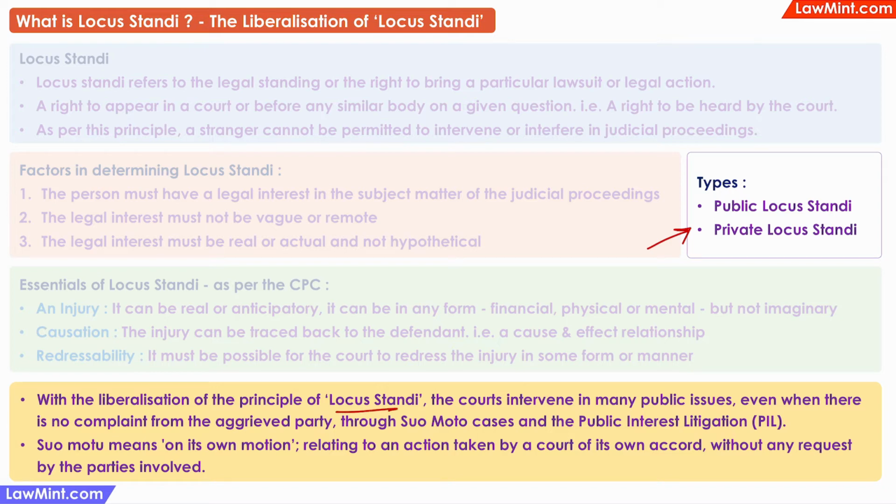But with the principle of locus standi being interpreted liberally, that is, with the liberalization of locus standi, the courts have intervened in many public issues, even when there is no complaint from the aggrieved parties. This is where the court has taken a suo motu cognizance of the issue. Suo motu means on its own motion, that is, without any request by the parties involved. Or the court may intervene on the basis of a public interest litigation or a PIL, where the person or the party approaching the court may not have any direct locus standi on the case.